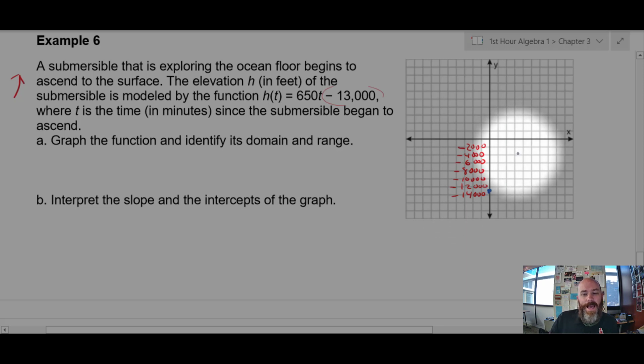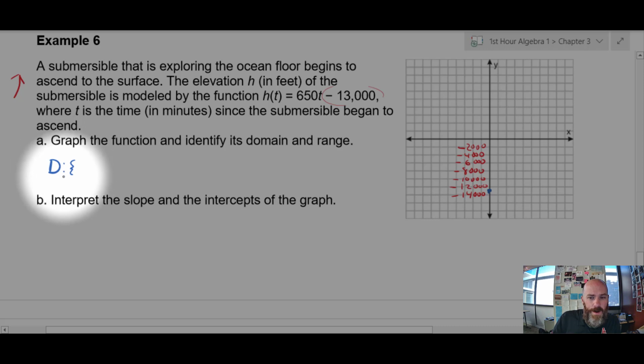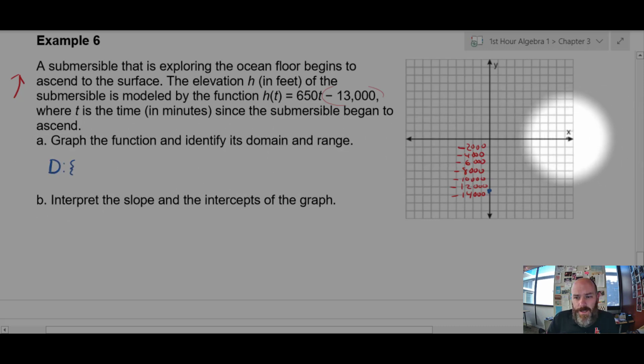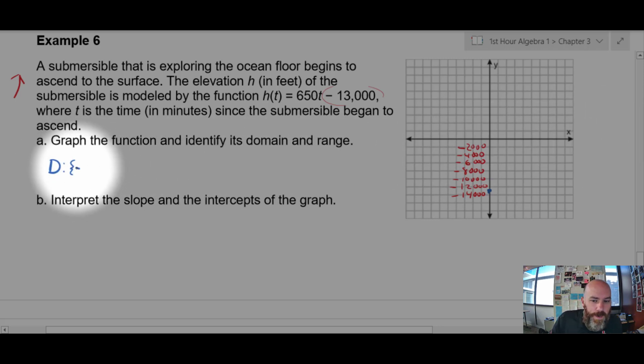So that I can't go any further. I'm already in the bottom. So I know that my domain is going to be an inequality here. And when I get to the surface, that's an altitude of 0. I'm eventually going to hit 0. So I know I'm somewhere between negative 13,000 feet, less than or equal to h, less than or equal to 0.